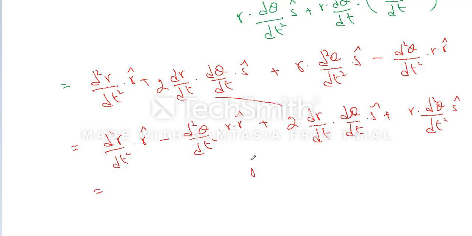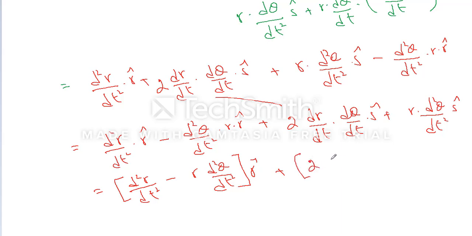So by taking the r unit vector common, we can write d²r/dt² minus r (dθ/dt)², plus, by taking the s unit vector common, we can write 2 dr/dt dθ/dt plus r d²θ/dt², s unit vector.